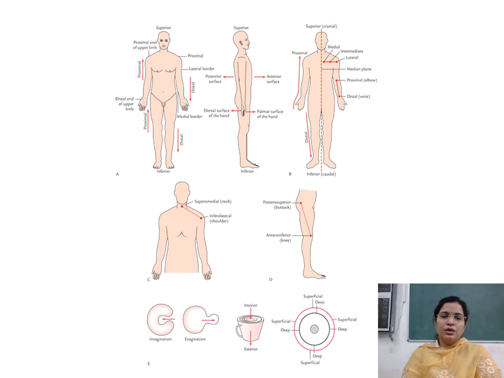Now these are other terminologies. Anything which is coming inside is invagination. Anything which is coming outside is called evagination. This is interior, and what is on the outside is exterior. The part which is close to the skin surface is called superficial, and the part which is deep is called deep, also called profunda.